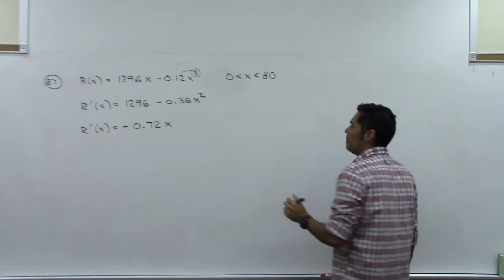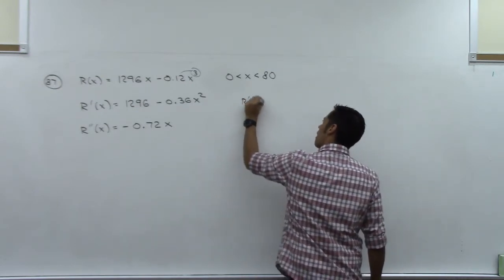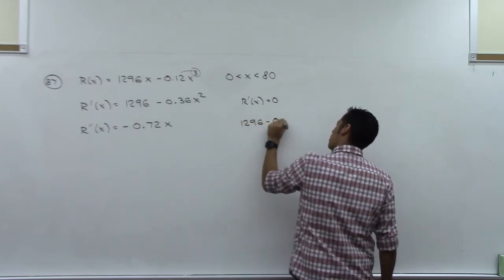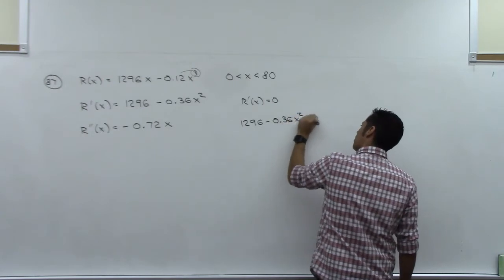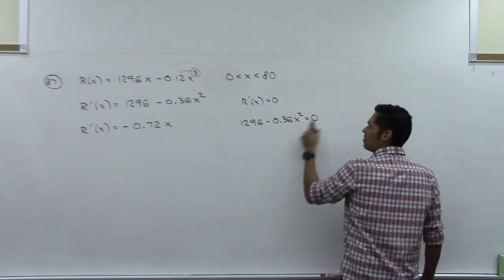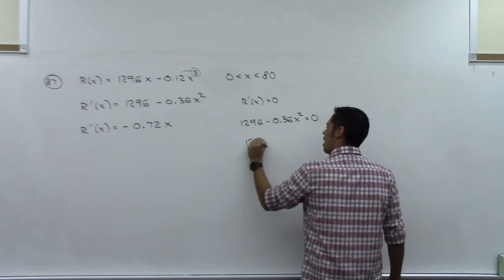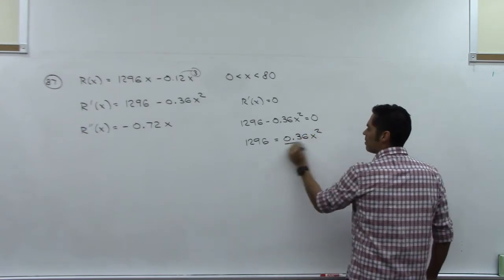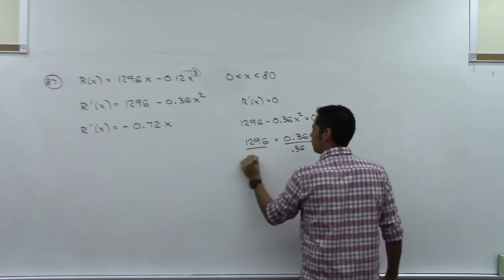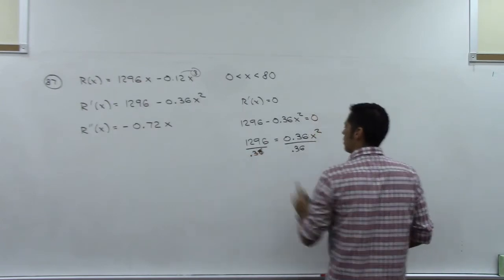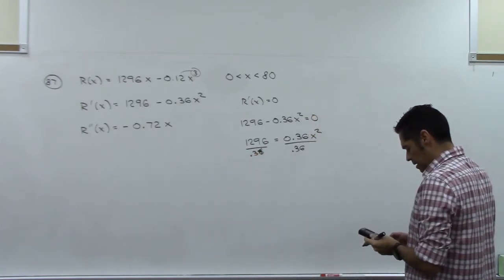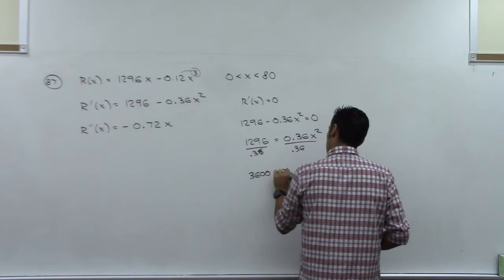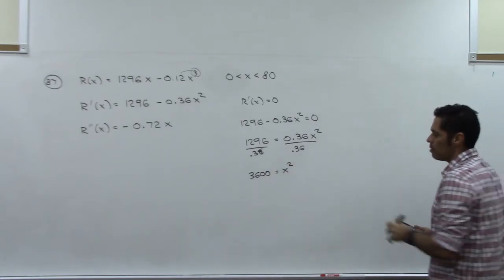Now, to figure out where it's going up and down, I'm going to take my first derivative, set it to 0. So I'm going to take 1296 minus 0.36x squared, set it to 0. I'm going to move this to the other side. Since it's negative, it goes to the other side and that'll make it positive. I'm going to divide both sides by 0.36. So 1296 divided by 0.36, I get 3600 is x squared.